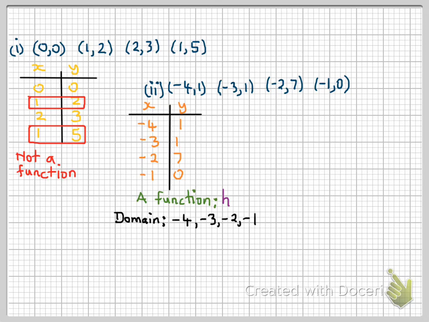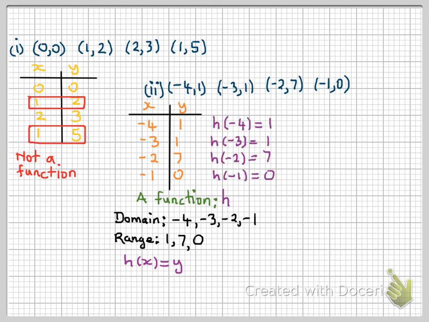The domain of this function is -4, -3, -2, and -1. Those are the x's that are related to the y's. The range of the function is 1, 7, and 0. 1 is repeated, so we don't need to repeat it. What this function does is take the independent variable x and relate it to y. Specifically, it relates -4 to 1, -3 to 1, -2 to 7, and -1 to 0. So that's h of -1 is 0.